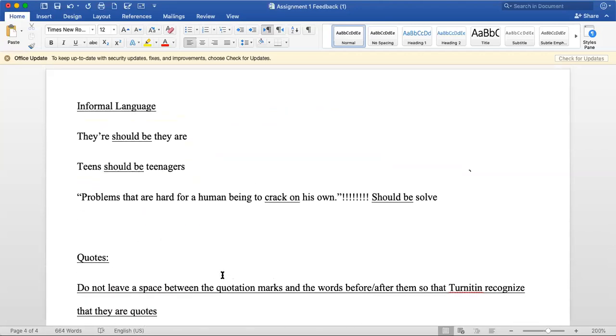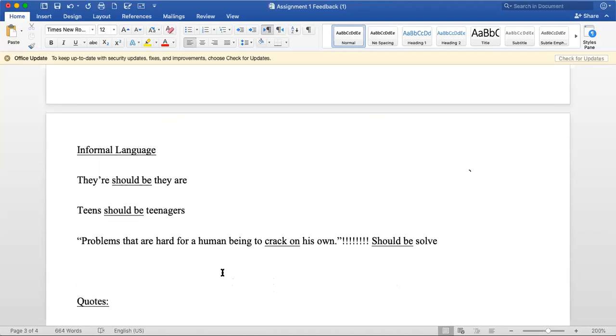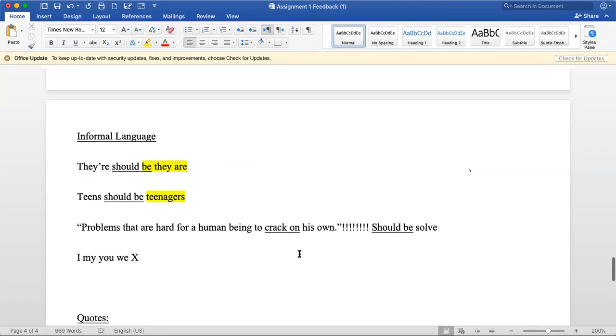Another problem that I found was informal language. Of course, this is not a fatal mistake, but still it's better to avoid it. So we should be formal. We cannot use personal pronouns like I, my, you, we. We should not use any of these. Instead of saying "they're", it should be "they are". Instead of saying "teens", we should be saying "teenagers". So we should try to be formal.